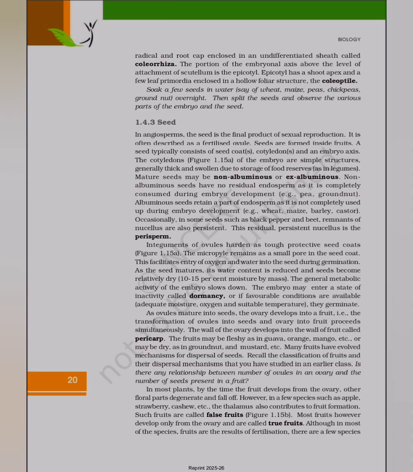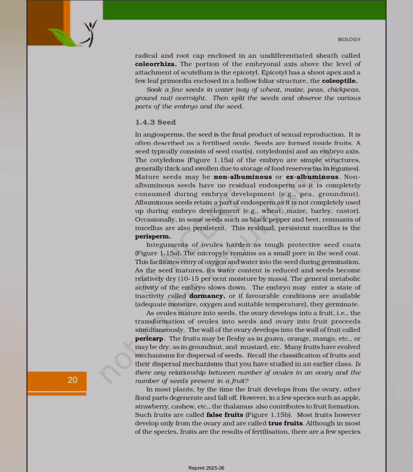Mature seeds may be non-albuminous or albuminous. Non-albuminous seeds have no residual endosperm as it is completely consumed during embryo development. Example, pea, groundnut. Albuminous seeds retain a part of endosperm as it is not completely used up during embryo development. Example, wheat, maize, barley, castor.